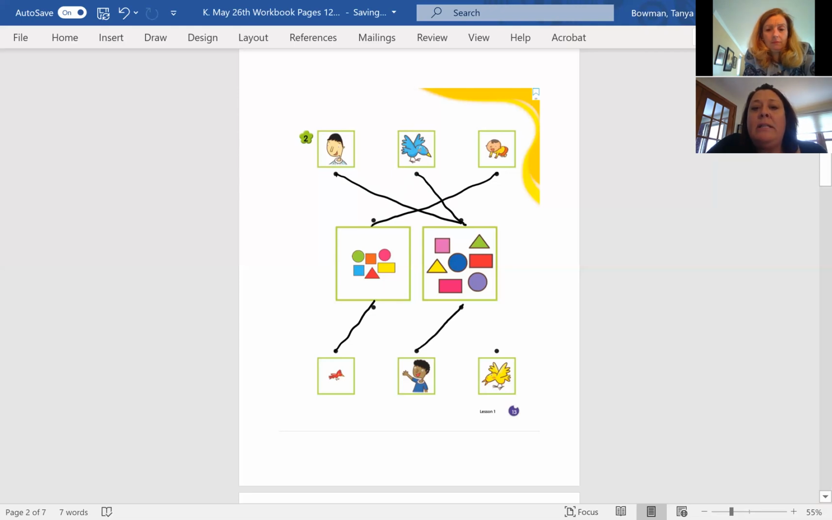The yellow bird is like the blue bird, much bigger than the red one. So I would say the yellow bird goes to the big shapes. What do you think, Mrs. Shimia? Does that look good? That looks good, Mrs. Bowman.